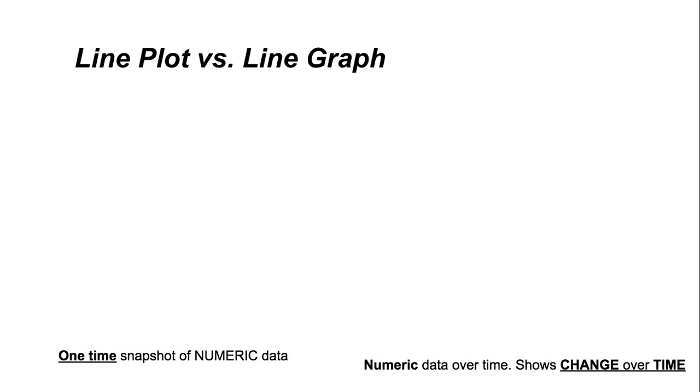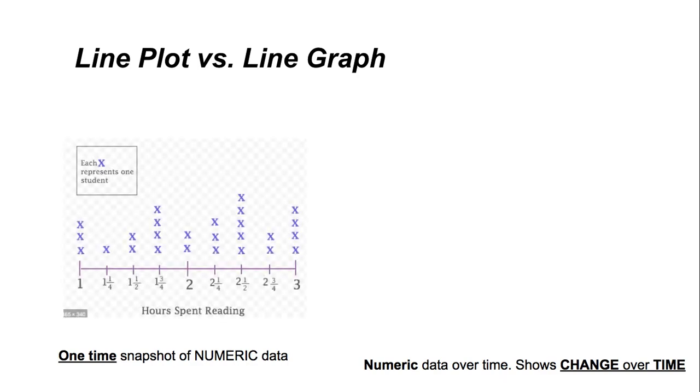Now here's one more graph to show you the difference between a line plot and a line graph. Remember, a line plot shows a one-time snapshot of numeric data. In this case, it's hours that students are spending reading. So you can see 3 students spent 1 hour reading, 1 student spent 1 1/4 hour reading, and so on. This is a one-time survey in which the answer is numeric data, the hours they spent reading.